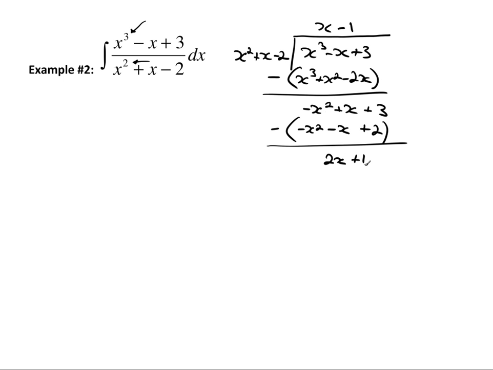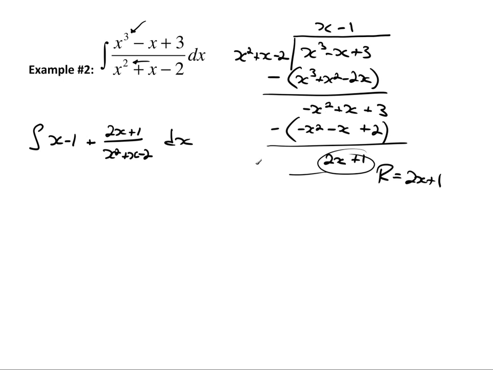And of course, we don't write it as a remainder. Remember grade school when you went r equals 2x plus 1? No. I'll show what we're going to do with it in just a second in case you forgot. So I can now say that this is the integral of x minus 1 plus 2x plus 1 over x squared plus x minus 2 dx. So here's my remainder. Is this thing divided by the original?